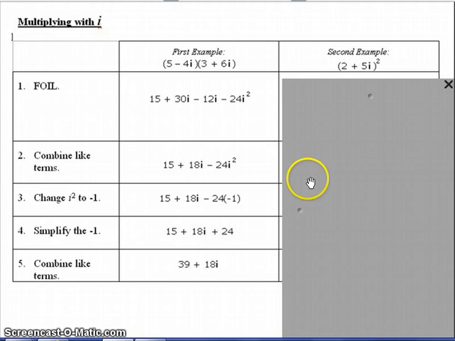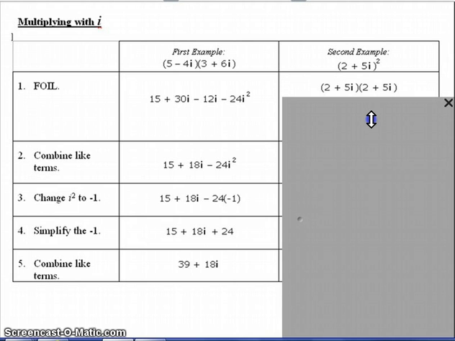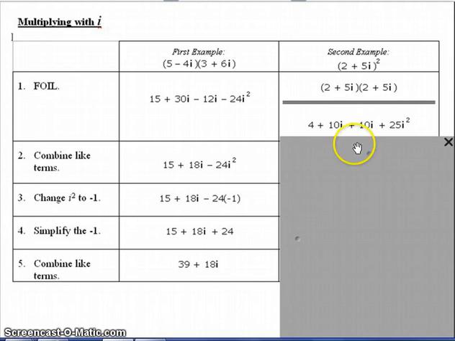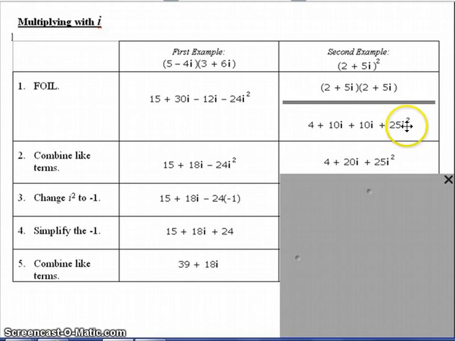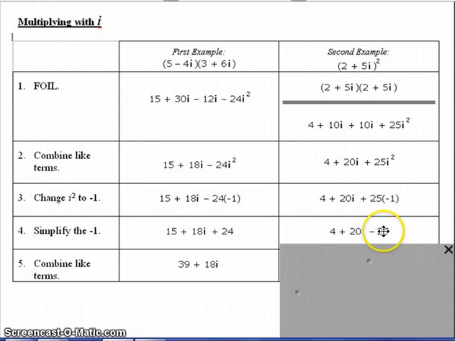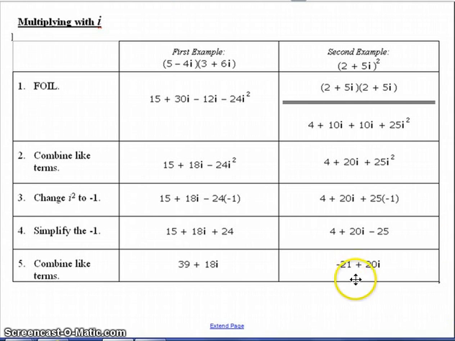Hit the pause button if you're not sure about that, but I'm going to go ahead with your help and do example 2. You should rewrite this as 2 plus 5i times 2 plus 5i. Once you do that, then you can FOIL it. Okay, you should get this string. The 10i's can then be put together to make 20i. The 25i squared can be changed to become negative 25, as it is here. And then that negative 25 can be put together with the 4, and you should have negative 21 plus 20i.